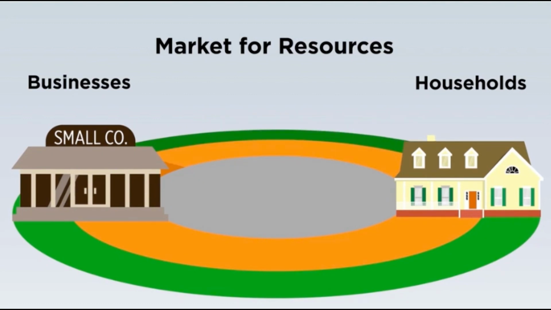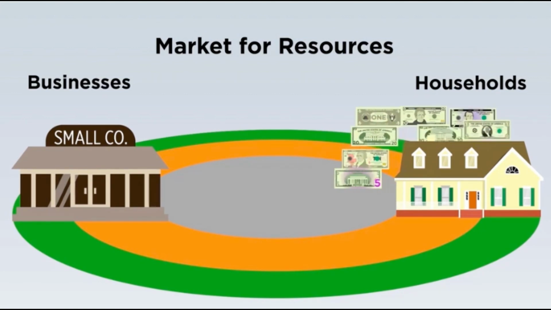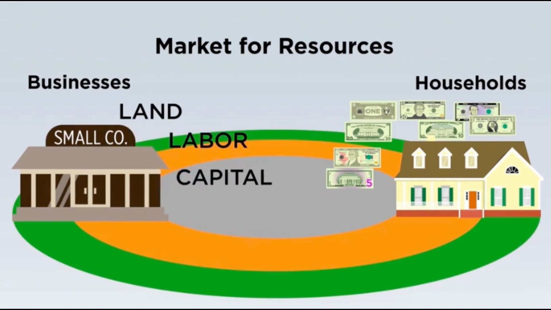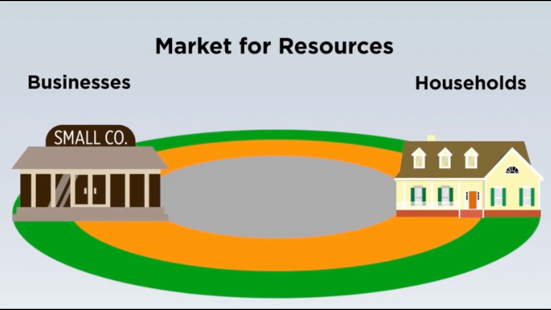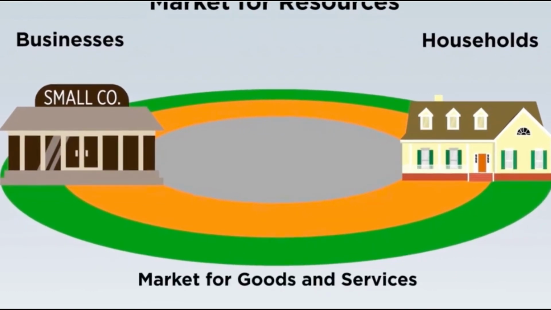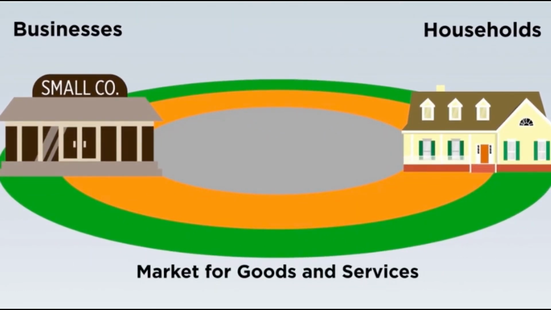The resources flow one way, and money flows the other. At this point in the cycle, households sell resources to businesses. So, households are holding income, and businesses are holding resources. But what do households do with the income? What do businesses do with the resources? To answer these questions, let's focus on the bottom of the model, the market for goods and services, where the goods and services produced by businesses are bought.